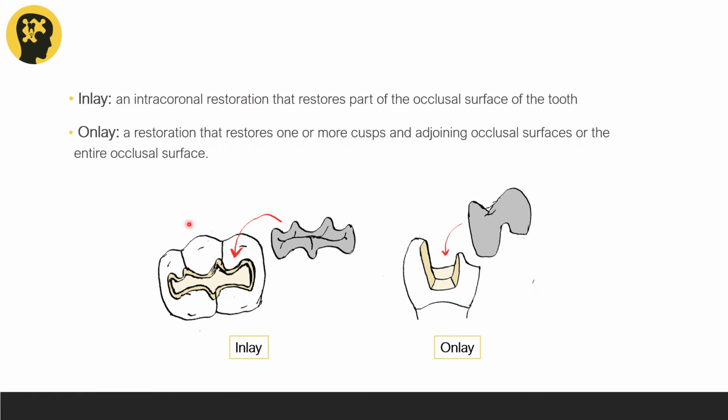An inlay is a restoration that restores only part of the occlusal surface of the tooth, and it doesn't restore the cusps of the tooth. So it's restricted to the part of the occlusal surface that's between the cusps, and it could include some part of the proximal surface as well, depending on the amount of restoration that's needed. Now, an onlay is different from an inlay in the sense that an onlay restores the cusps as well, in addition to the occlusal or proximal surfaces.